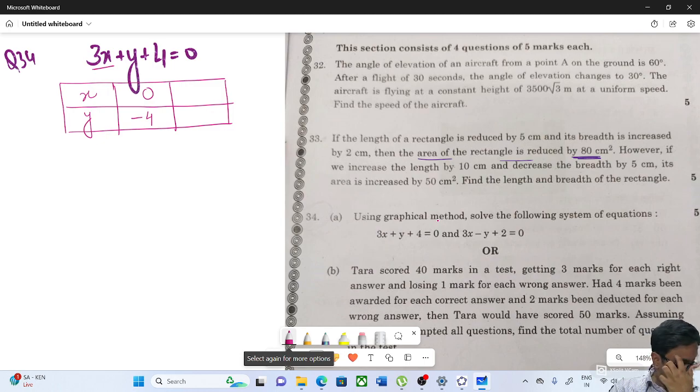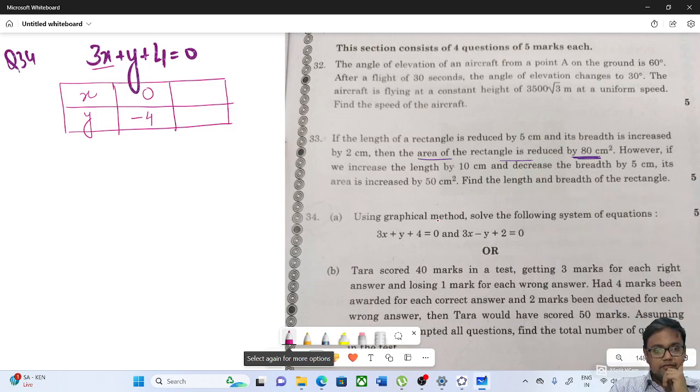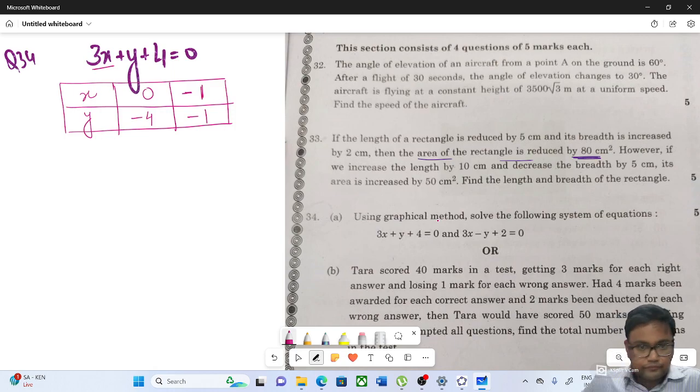If you can keep that, or you can take x as minus 1 as well. You have many options, right? You can take x as minus 1. Let us say x is minus 1. So minus 3 plus 4, that is plus 1. But it will shift towards that side, right? So it will be y is minus 1.